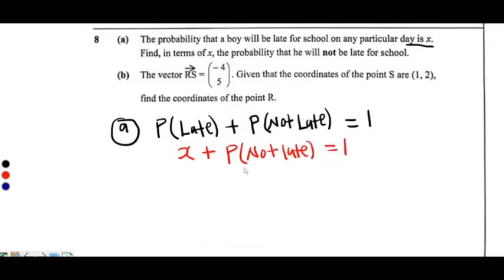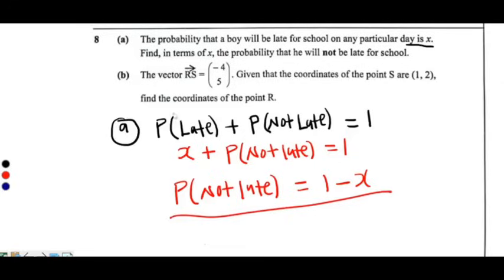So from here we take this X to the right hand side where we have a 1. So the probability of the boy not being late for school is equal to 1 minus X. When X goes to the right hand side, it becomes negative. Here it's positive. So this is our answer. Remember, they just said find in terms of X the probability that he will not be late for school. So this is the probability that the boy will not be late for school in terms of X. This is how we answer it. So we have answered our question A.